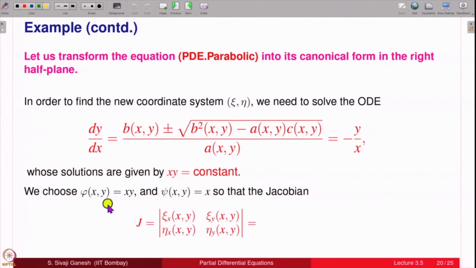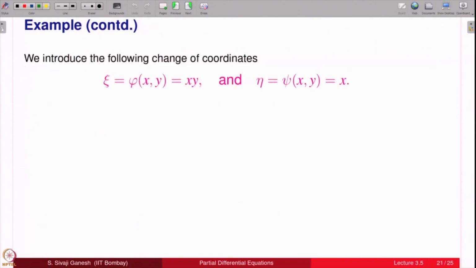Once you plug in the values of phi in this, this should be phi actually, not xi and eta, but phi x, phi y. So, here it will be y, here it will be x. So, y and x are there, and you need to fill with something so that the Jacobian is non-zero. I have chosen it to be x, because I will get this, and x is not 0 in my domain. In the right half plane x is never 0. So, we introduce this change of coordinates.